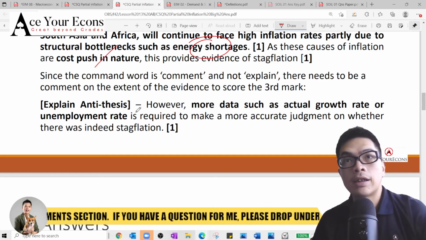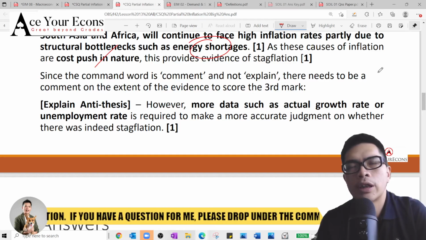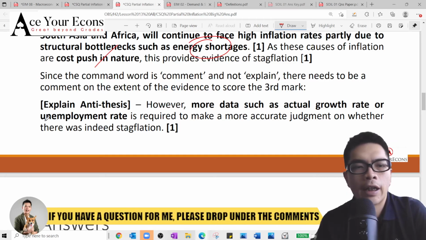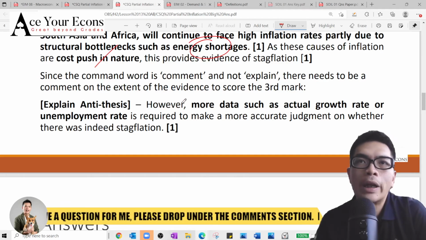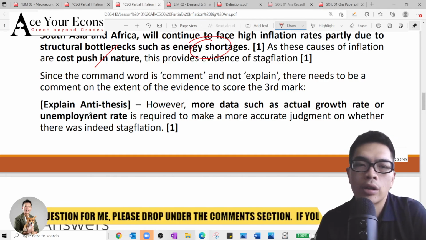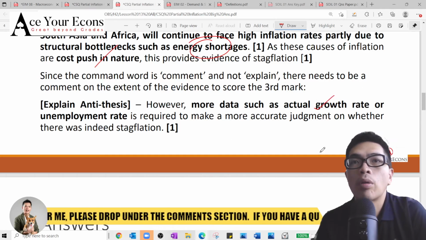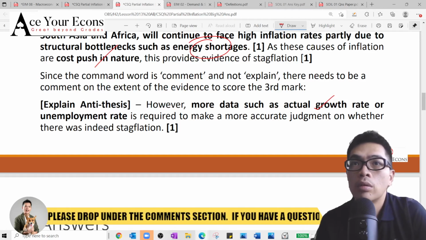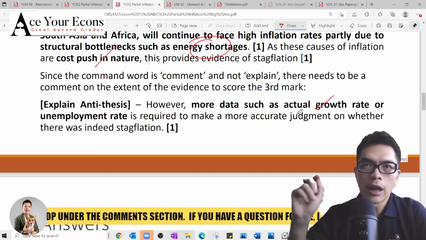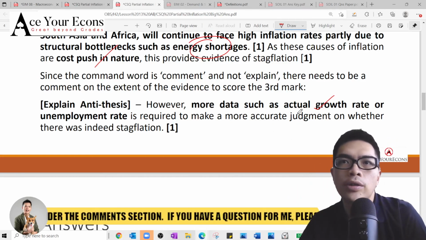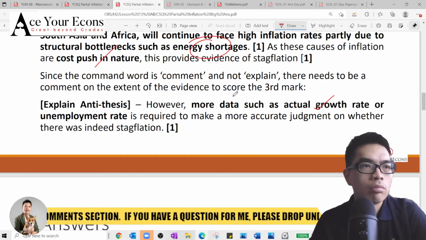Now, for the antithesis, it's fairly straightforward. For any form of data inadequacy, you need to identify a specific data that is not present in the extract, that may complete the whole picture of whether there is stagflation. So you can suggest things like what? Actual growth rate or unemployment rate, in order to have an accurate judgment whether there is stagflation. So data inadequacy almost always requires you to identify an alternate indicator. Clear?